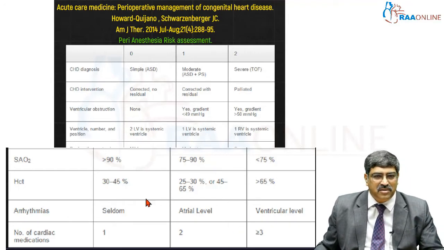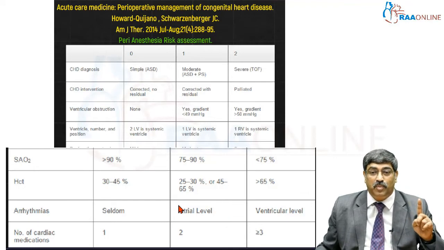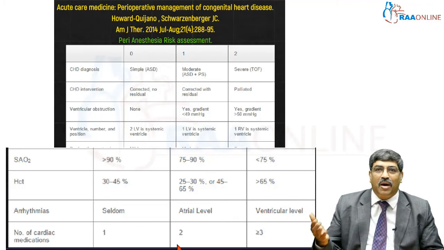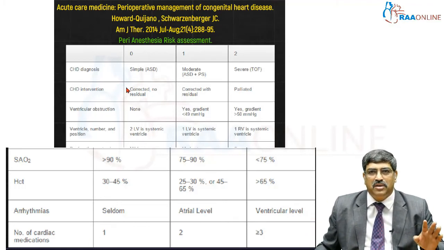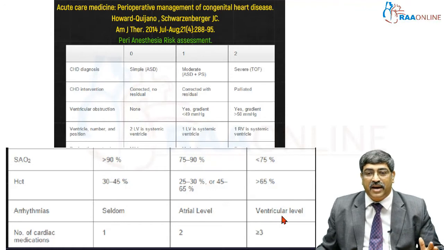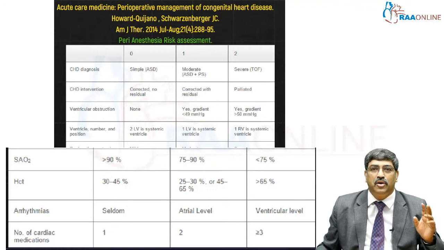Coming to arrhythmias, if there are no arrhythmias, it is 0 points. Atrial level arrhythmias, it is 1 point. Ventricular level arrhythmias, it is 2 points. Coming to the number of medications which the patient is receiving, if it is 1, the points are 0. If the number of medications is 2, the points are 1. And if the medications are greater than 3, it is going to be 2 points.